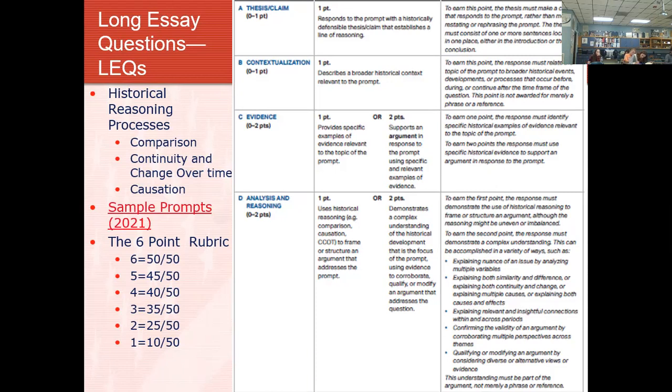It all depends on the question asked. So once again, don't change the word. If the prompt asks for cause, use cause. If it asks for effect, use effects. Continuities, changes, and so forth. Make it very clear.